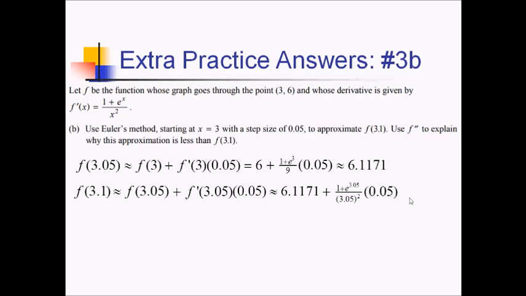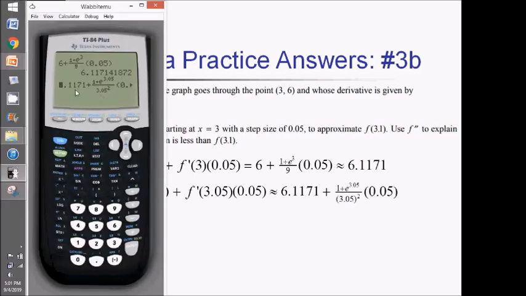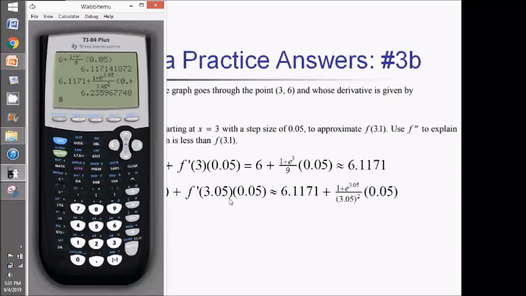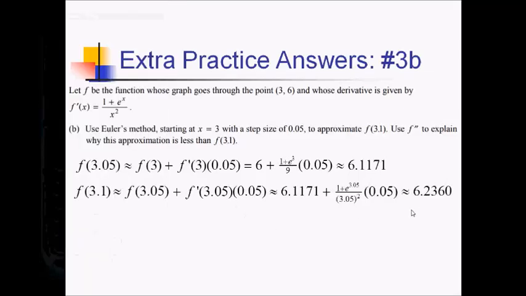So let's plug this into the calculator now. So this was a bit of a mess to plug in, but here it is. There's my decimal in the beginning, that crazy fraction, and the 0.05 at the very end. And this is all coming out to about 6.2360 if we round off to 4 decimals, really 3 decimals if you come down to it. All right, so that was our first step. We got our Euler approximation.